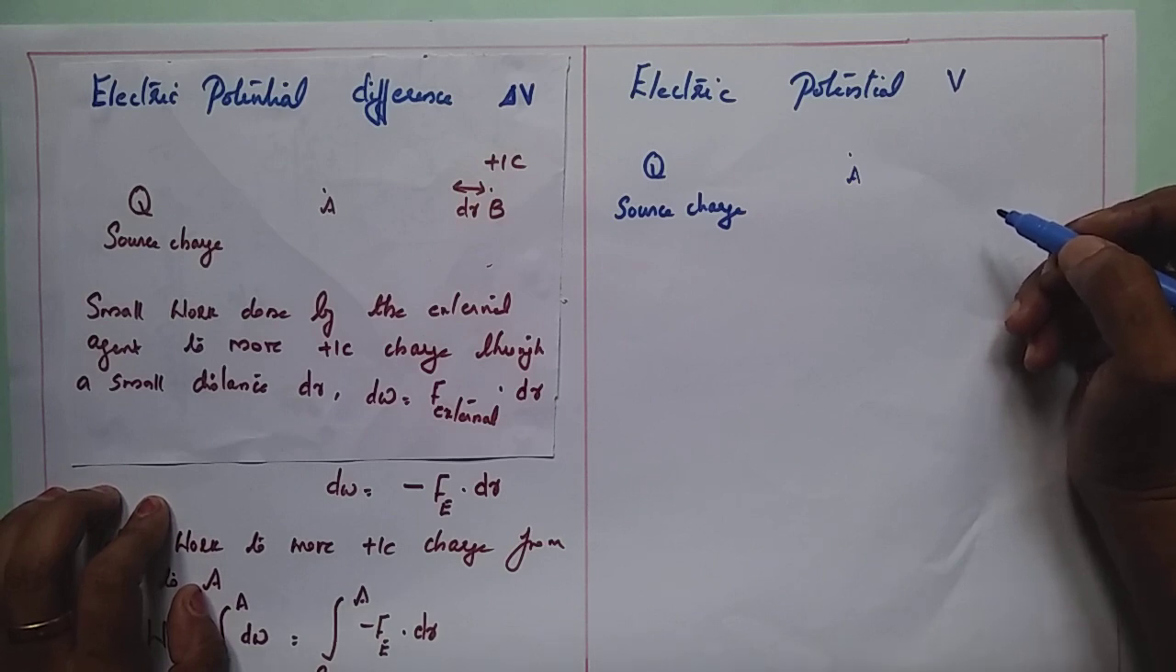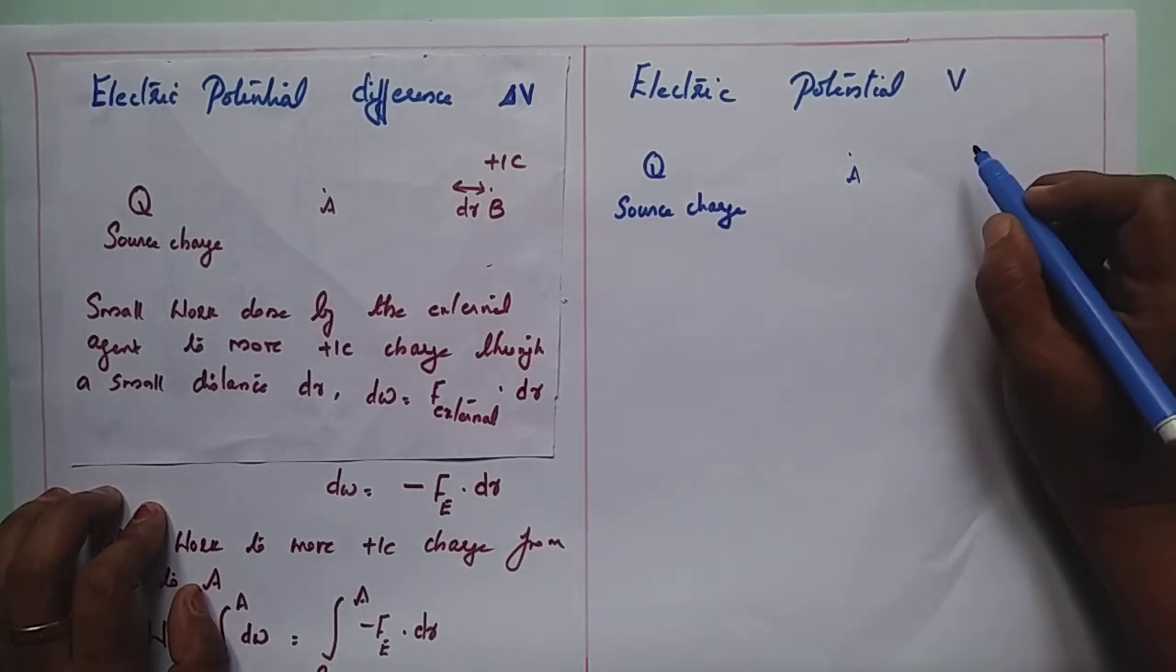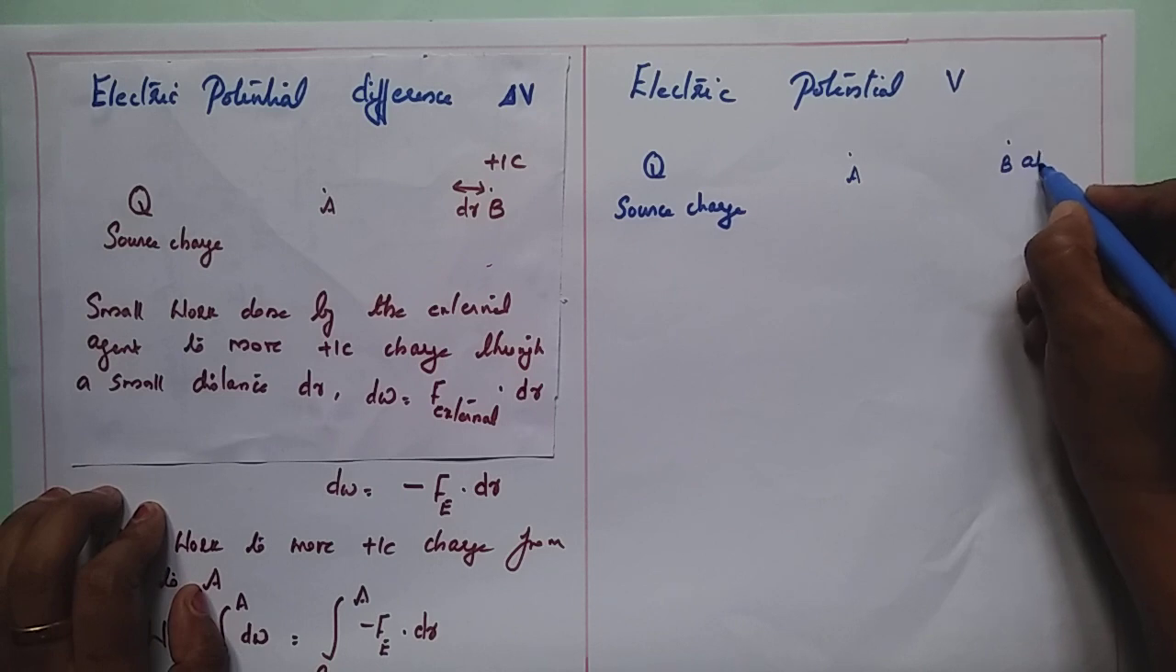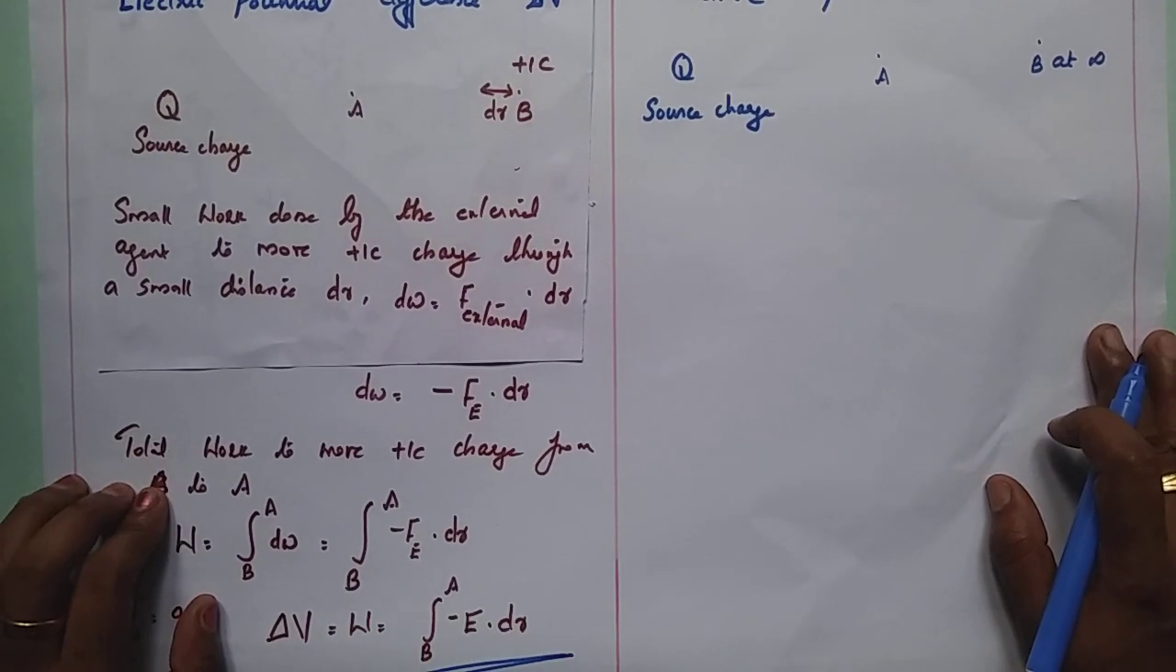There also electric field is there due to the source charge, but electric field is very less, because as distance increases, electric field decreases, no? So here the point A is closer to the source charge, in the vicinity of the source charge, but B is at infinity. Clear? So here also we can find out the small work done by the external agent to move 1 coulomb charge through a small distance.